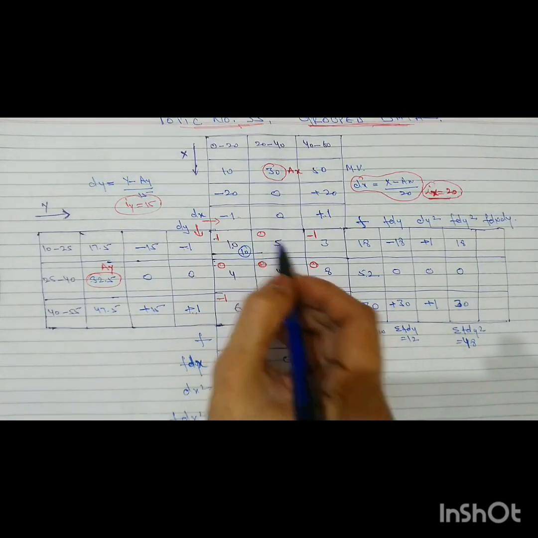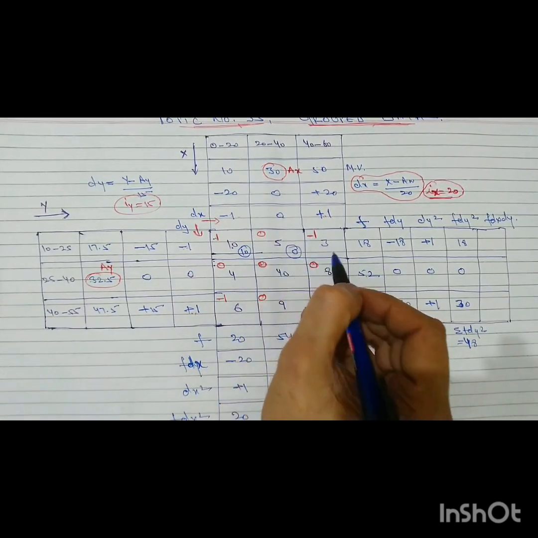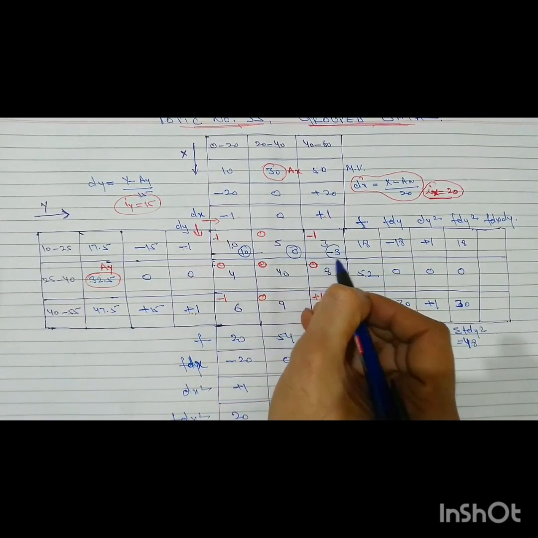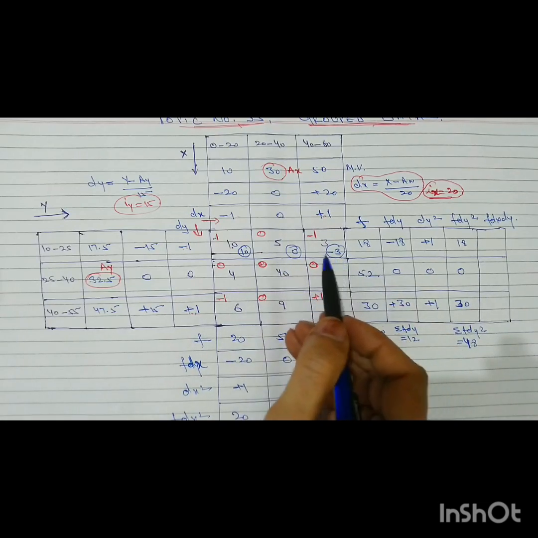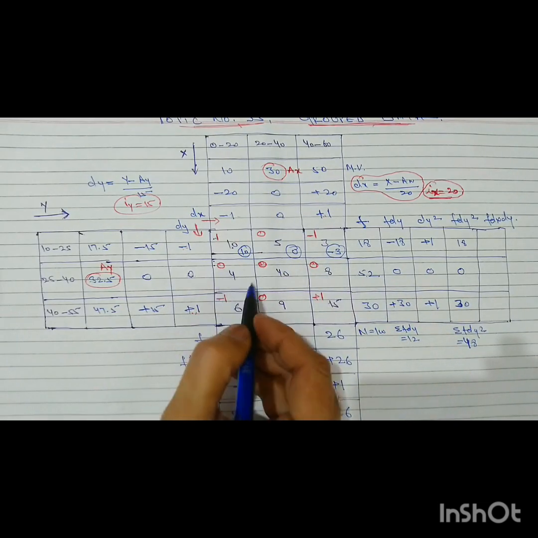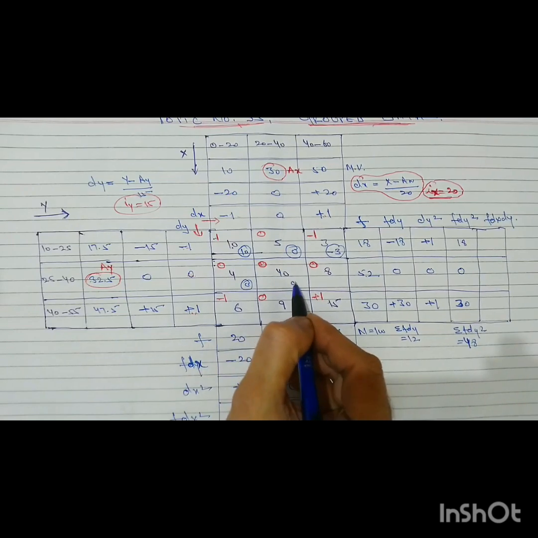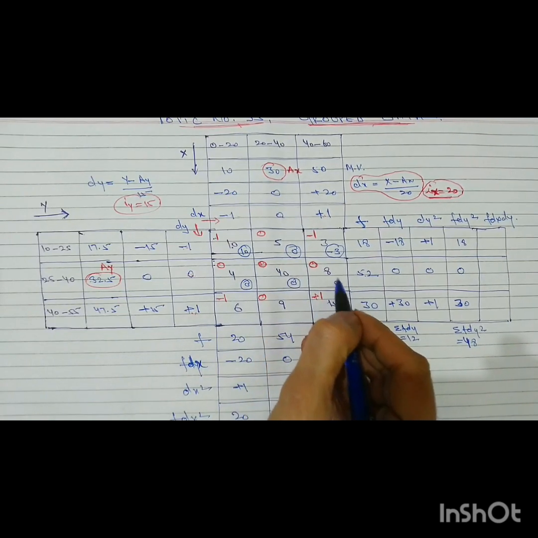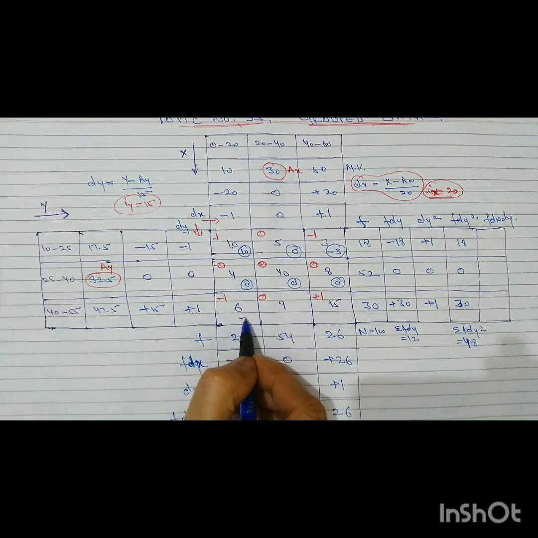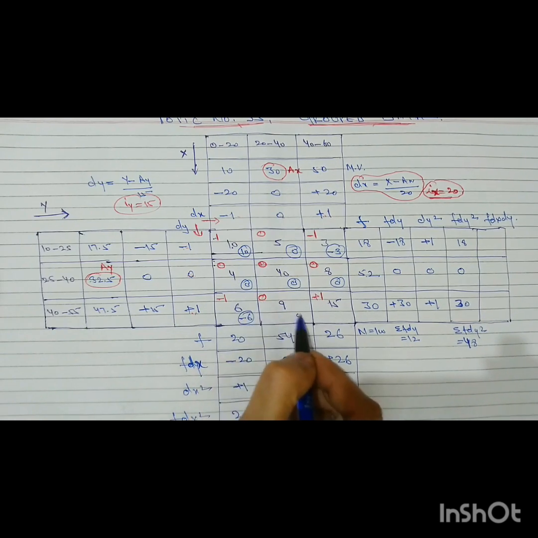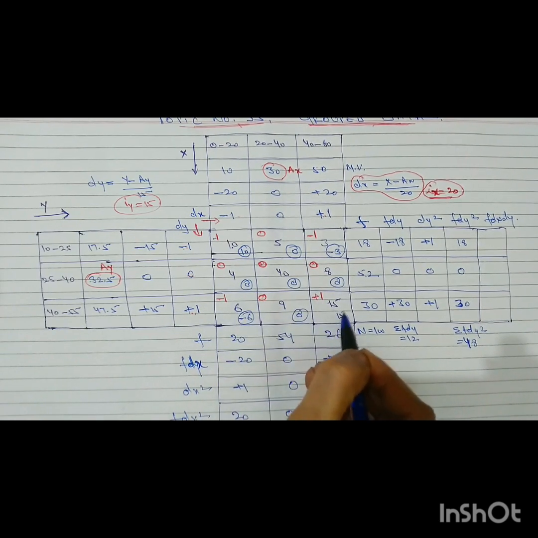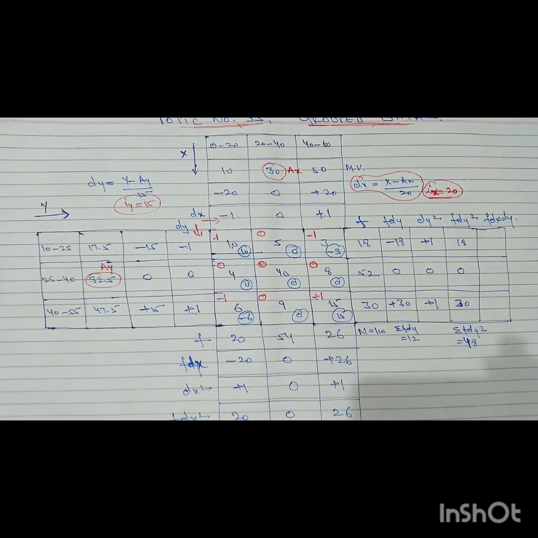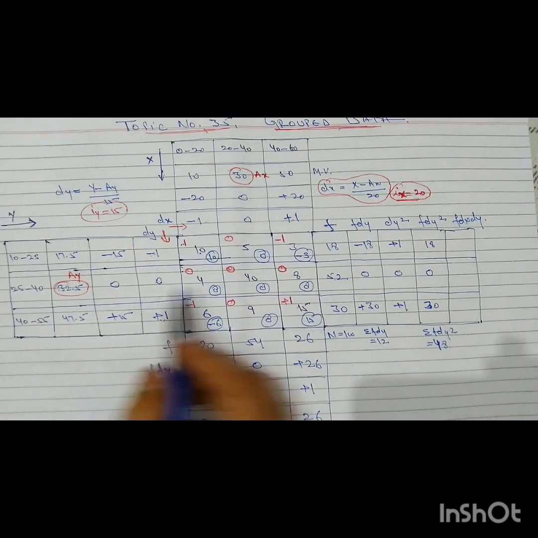For next, 0 into 5, 0. Minus 1 into 3, minus 3. Circled items are f dx dy. 4 into 0, 0. 14 into 0, 0. 8 into 0, 0. 6 into minus 1, minus 6. 9 into 0, 0. 15 into 1, 15. These are dx dy. Now for y series.